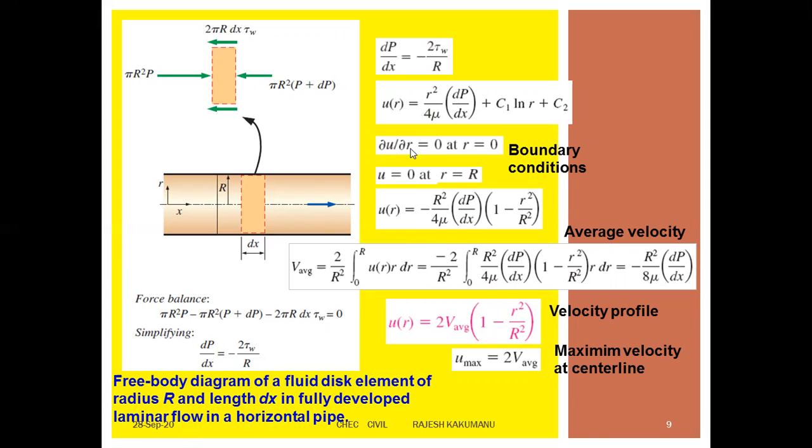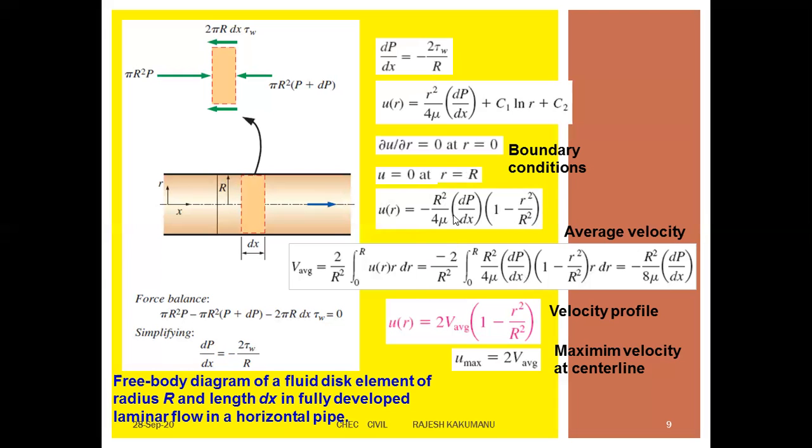Therefore, differentiating, dou u by dou r is equal to 0 at r equal to 0. Therefore u is equal to 0 at r equal to capital R. Substituting this here, u of r is equal to minus R square by 4 mu into dp by dx, into 1 minus r square by capital R square, right?